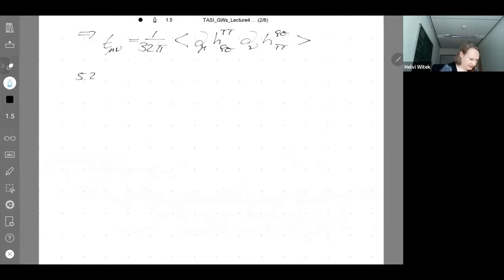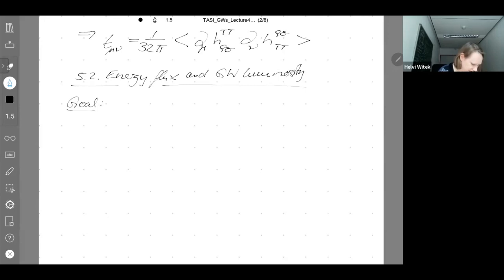Okay, very good. So let's now talk about the energy flux and gravitational wave luminosity. That is the goal that we have in mind now: to derive, and again, in our weak field approximation, essentially something like a quadrupole formula for the luminosity.